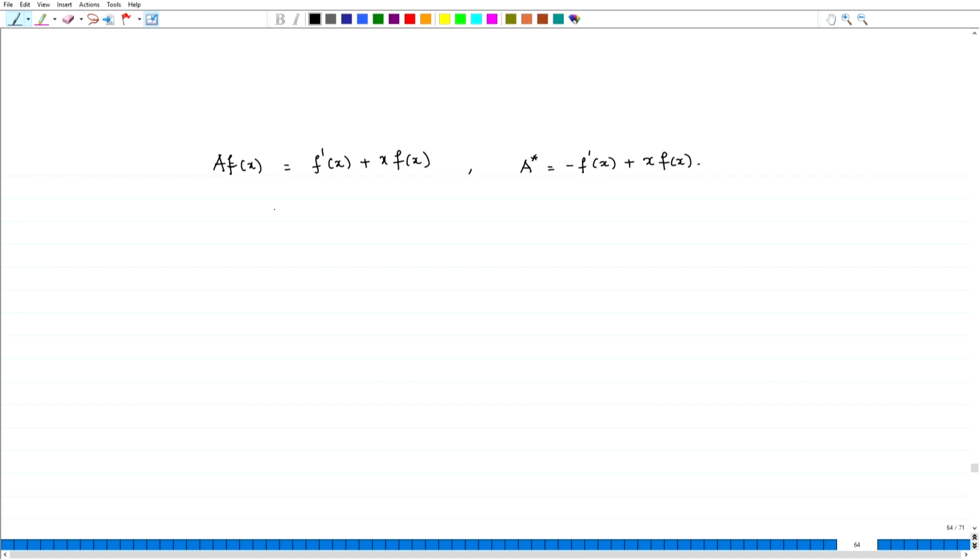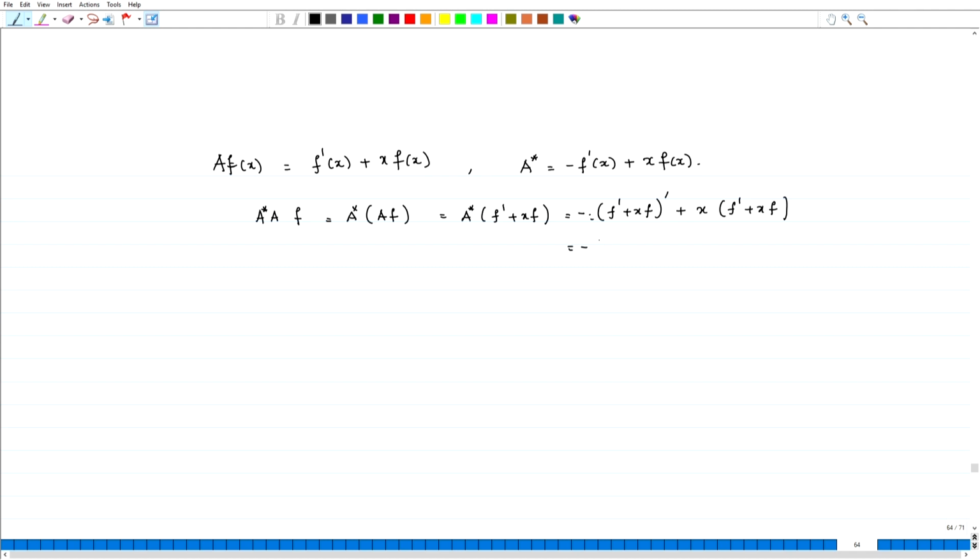Therefore, now you look at A star of A f. If I want to look at A star acting on A f, this is equal to A star acting on f prime plus x f. Now, A star is minus of f prime, so rather let us write one more step: minus of f prime plus x f, whole prime, plus x times f prime plus x f.